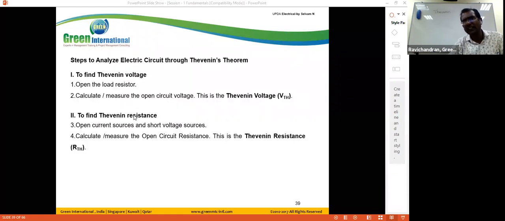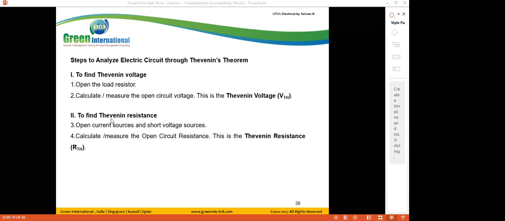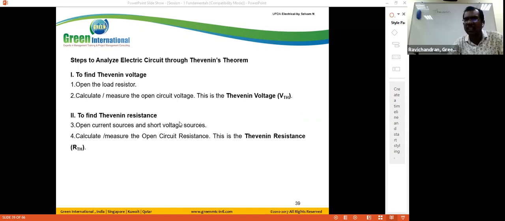So next step, to find the Thevenin resistance. To find the Thevenin resistance, first we go to the circuit and remove the sources. The voltage source, short circuit; the current source, we open circuit the source. Then we measure the Thevenin resistance.